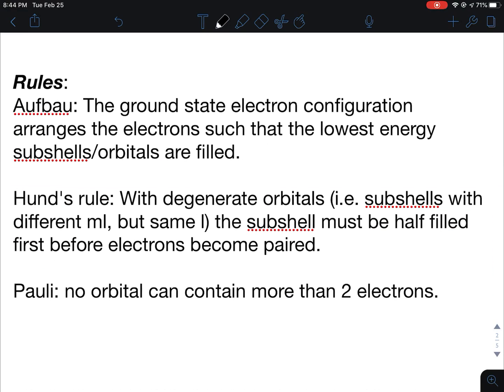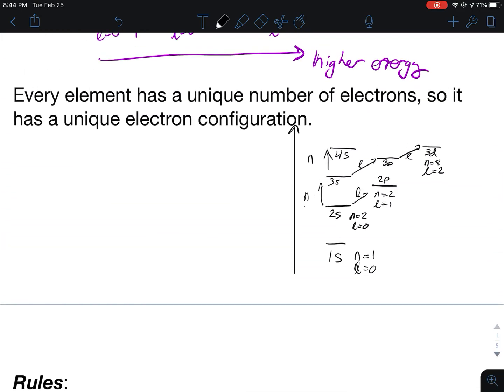Okay, so here are the rules. Aufbau says that the ground state electron configuration arranges the electrons such that the lowest energy subshells and orbitals are filled first, and the higher energy ones are empty. So if we look at this diagram, we have to fill in the order of lowest to highest. So 1, 2, 3, 4, 5, 6, and this one is a p orbital, so we should probably draw in all 3 of them. 3, and there's 3 here, and then there's 4, 5 of them, so it's really big. That's 6, okay.